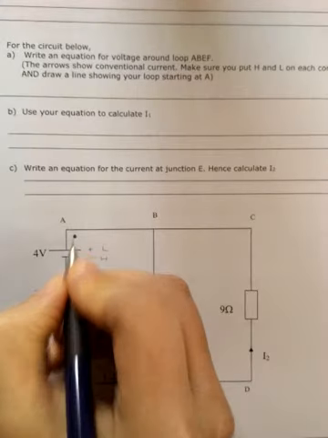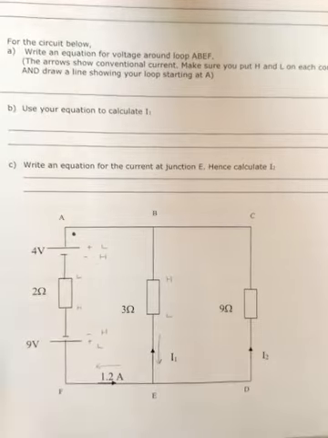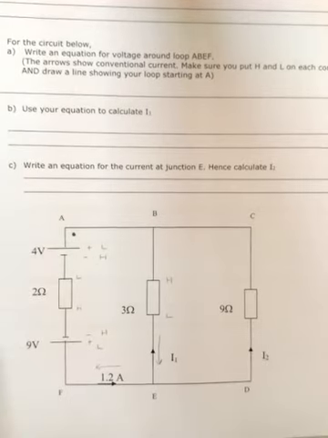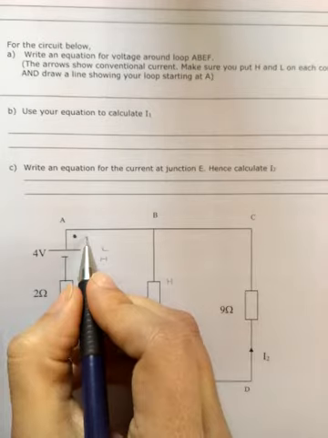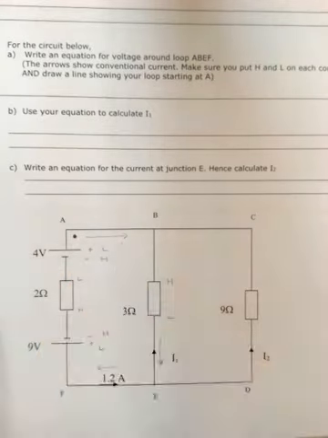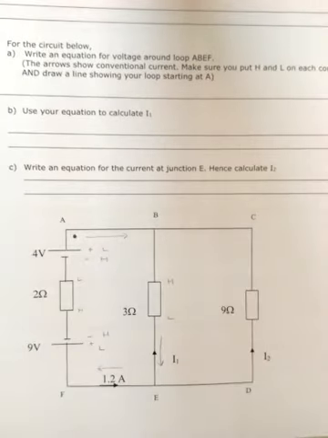So it asked us in the question to draw a line showing your loop starting at A. It doesn't matter which way round the loop you go, but it's a good idea to show which way you're going to go around. I'm going to go around clockwise, because that makes more sense to me.